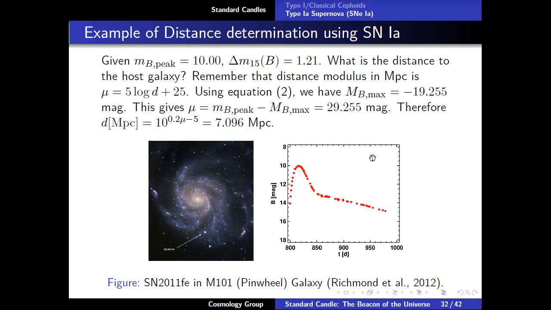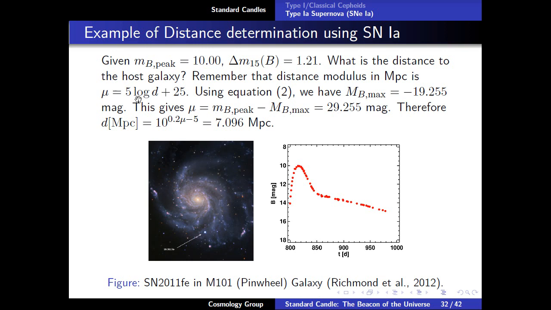And here is an example of a supernova, SN 2011fe, observed in the galaxy M101, which is also known as the Pinwheel galaxy. The observed peak brightness is 10, and this delta M15 is 1.21. The absolute magnitude can then be obtained from the relationship that we have just discussed, and this gives MV equal to minus 19.255, and therefore we can find the distance modulus, which is the difference between the apparent magnitude and the absolute magnitude, and this comes out to be 29.255.